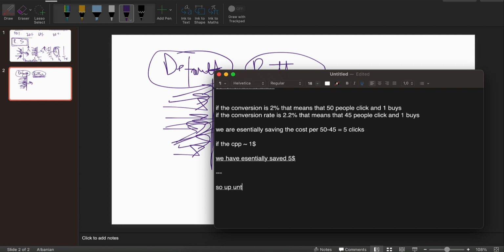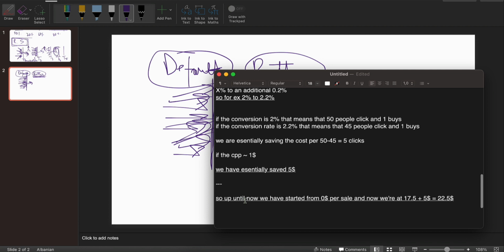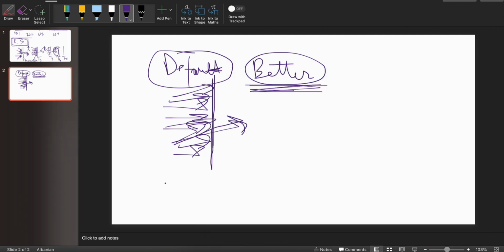So up until now, we have started from $0 per sale, and now we're at 17.5 plus $5. So we're at $22.5, right? It's quite incredible, but that's the calculation. Okay, so what else can we do?